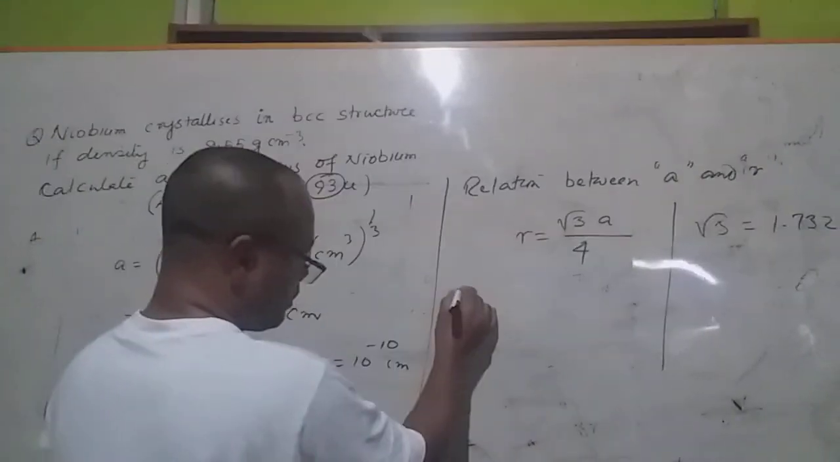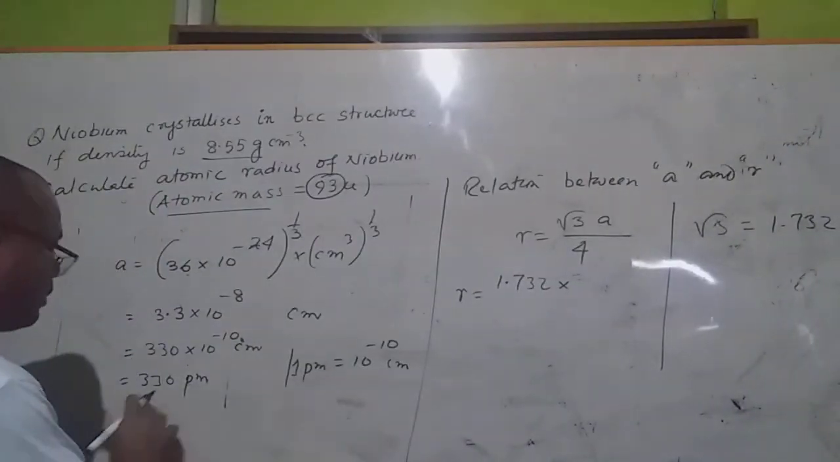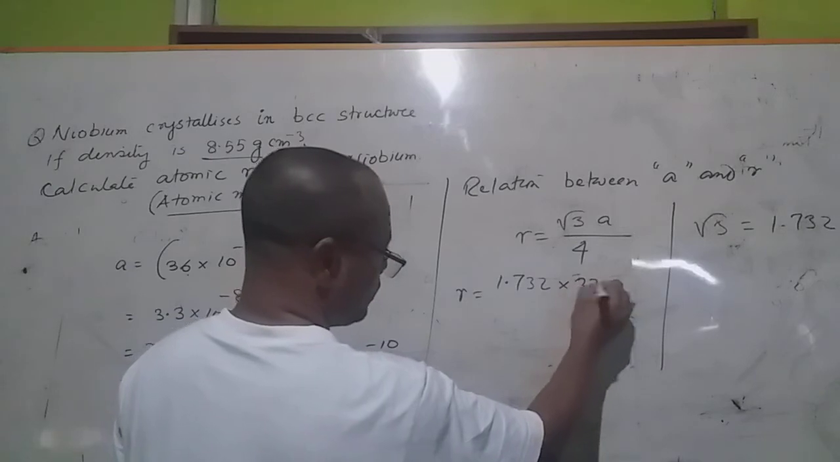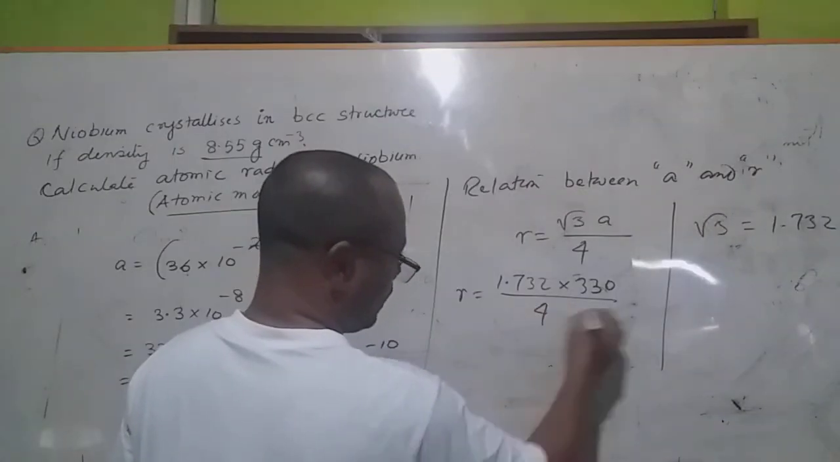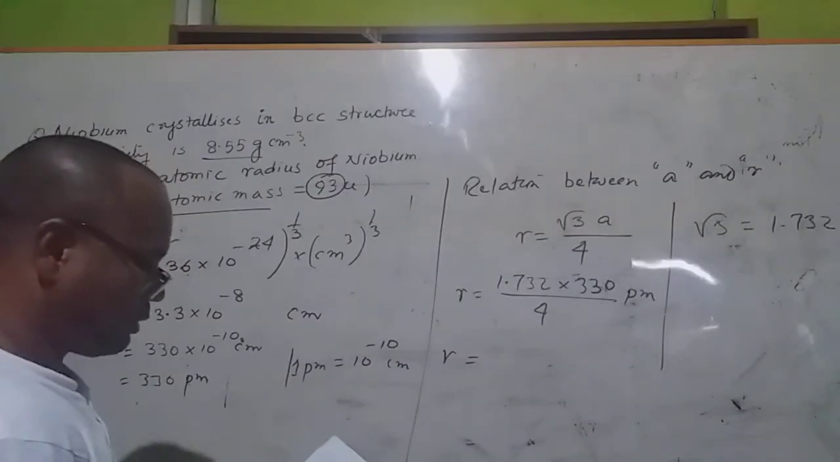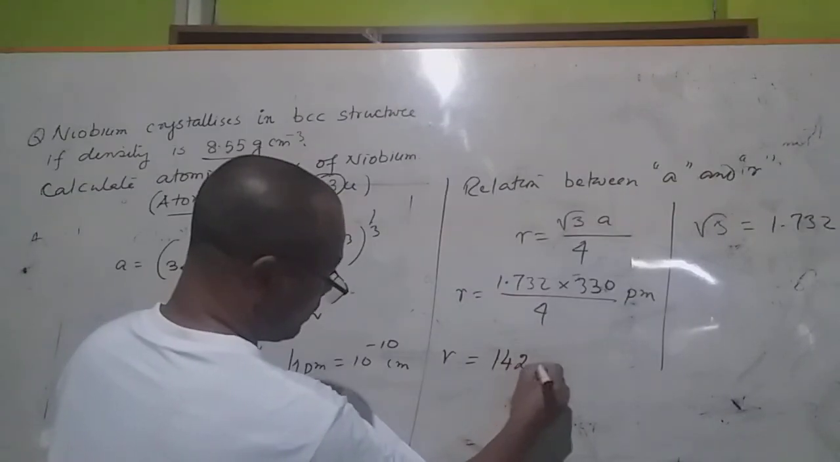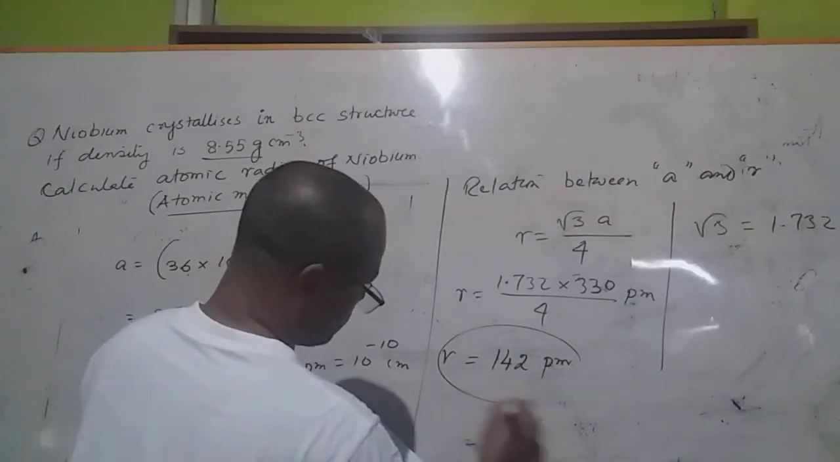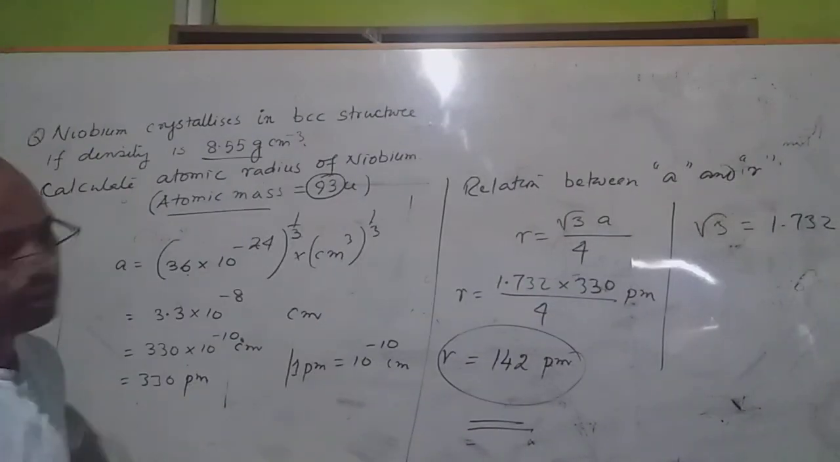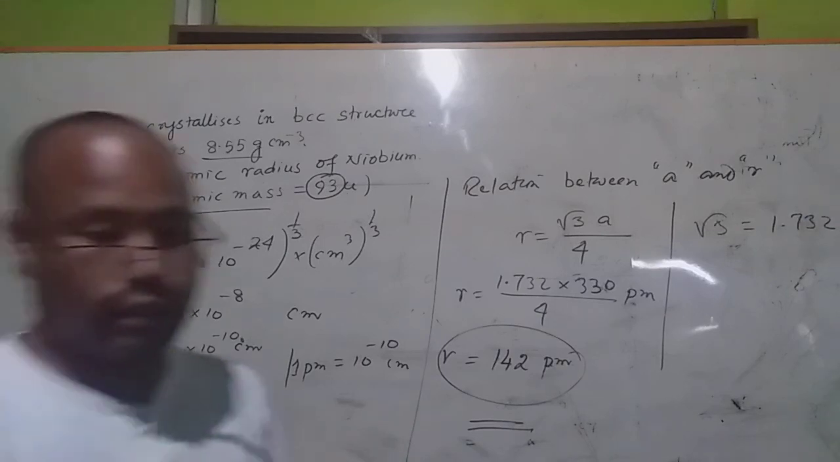So when we multiply 1.732 by the a value, that is 330, and divide by 4, the unit will be picometer. When we do the calculation for r, what will be the answer found here? That is, I think, 142 picometer. That is the answer. So you just remember how we calculate and what concept we applied here. I think it should be very helpful to you. Keep it in mind. Okay then.